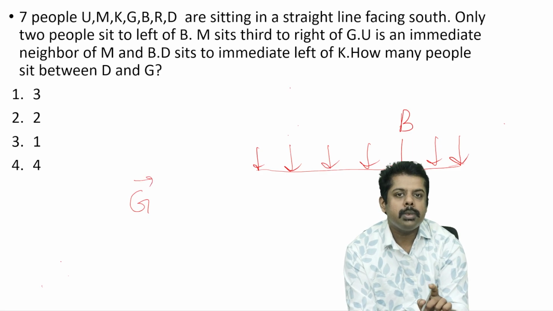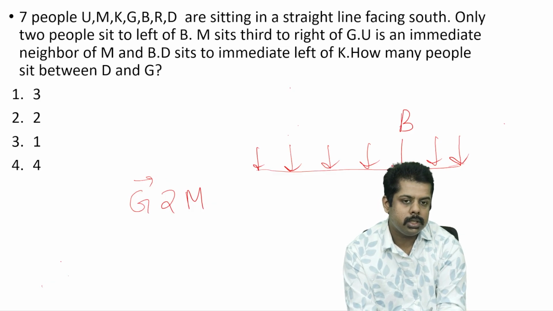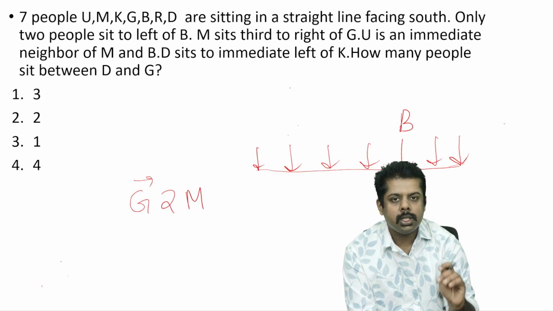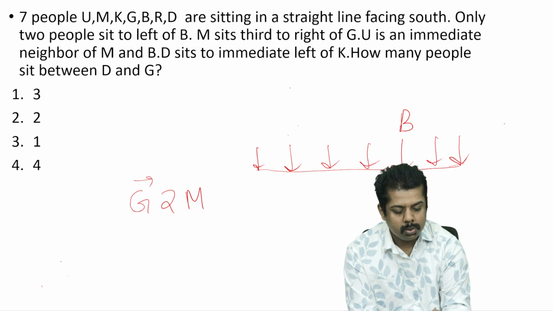What was the point? M sits third to the right of G. That means the number of persons between them has to be 2, and after 2 persons, M will be. Here I am assuming that the right of G is towards this direction. Then third to the right means, as we discussed in the basic part, there will be 2 people between them, and M has to be in this position.